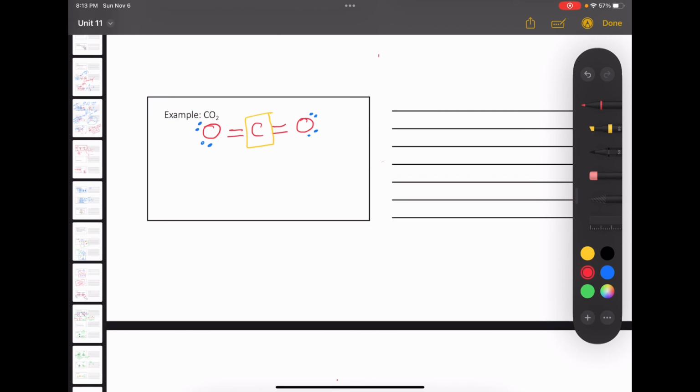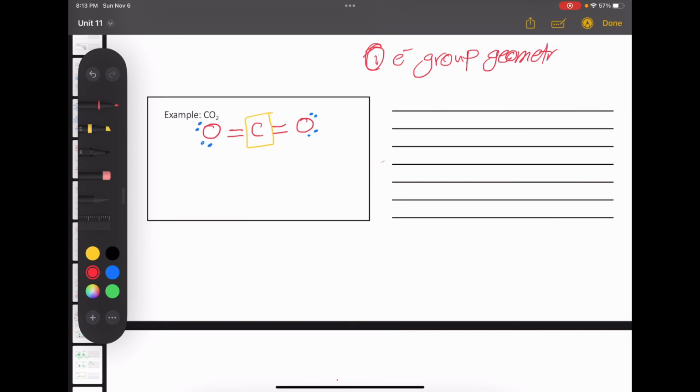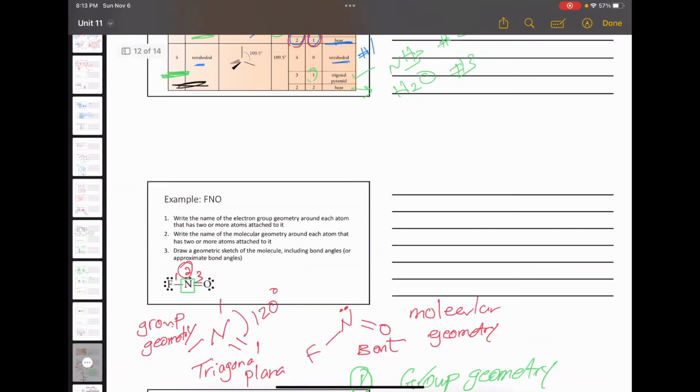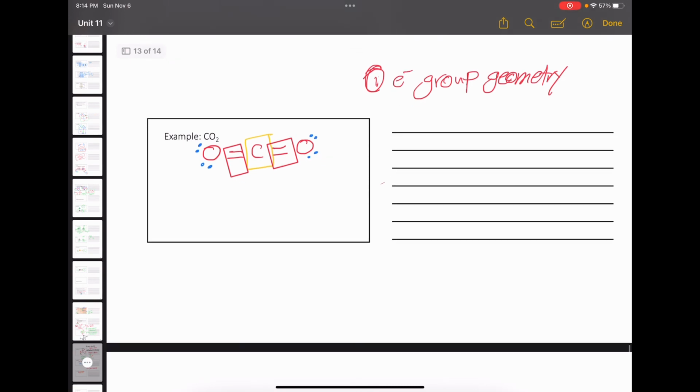So first what I will do is the electron group geometry. For the electron group geometry, we need to count how many electron groups around the carbon, bonding and non-bonding. How many I have? I have 1 right here, and here is the second one. So I have 2 groups of electrons around the carbon. When it's 2, I'm going to go back to my chart. If it's 2 groups of electrons, that makes it a linear. So the group geometry is going to be linear. So this is going to be a linear geometry. Okay.